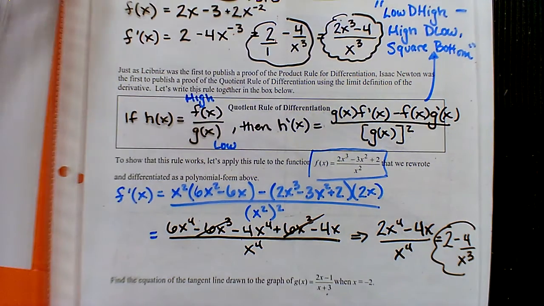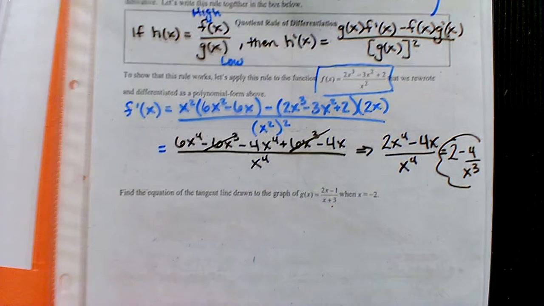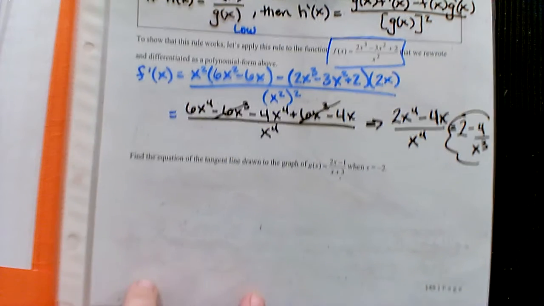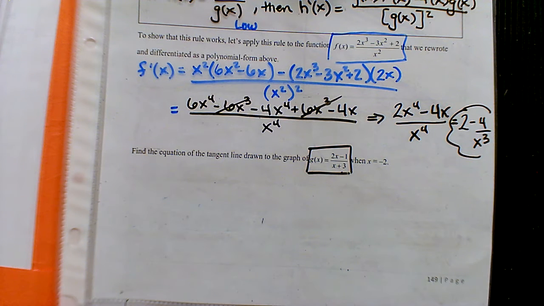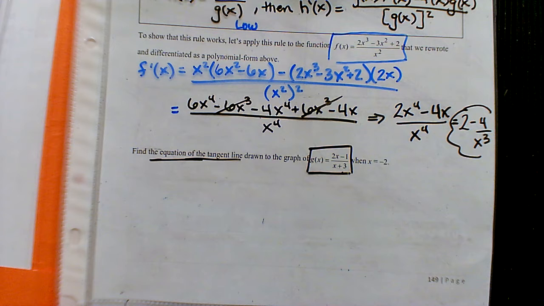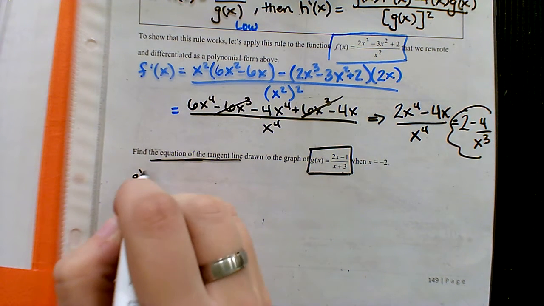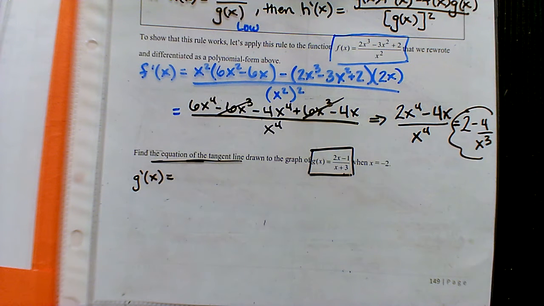All right, so let's take a look at an example where the quotient rule is the only option we have. The next example at the bottom, if you take a look at that function, we don't have a single term denominator. So there's no way to rewrite that fraction. If we're going to find the derivative, we have no choice but to use the quotient rule. Now I know the directions say find the equation of the tangent line. We're used to that, we'll get there. But let's just go ahead and practice our quotient rule. Low d high minus high d low, square the bottom, and away we go.